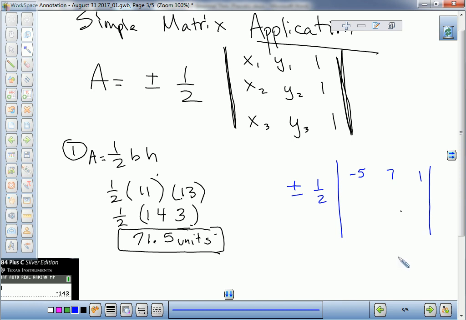What is the vertex located directly below that one? -5, -6. And what is the final vertex? 6, -6. Does it matter the order? No, it doesn't. Does it matter how we put the rows in? No, it doesn't. So now we want to find the determinant of this. And we know how to do that by hand. But today, I'll show you how to use your calculator.